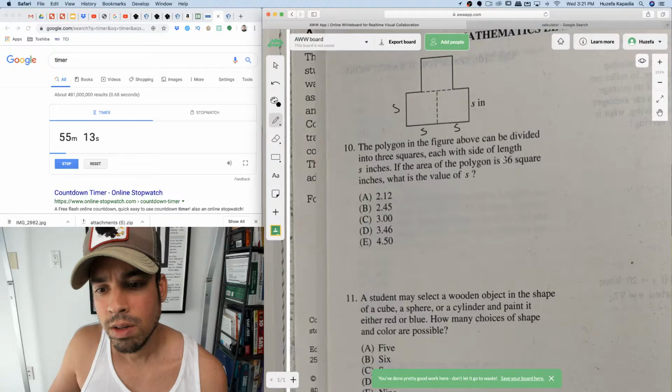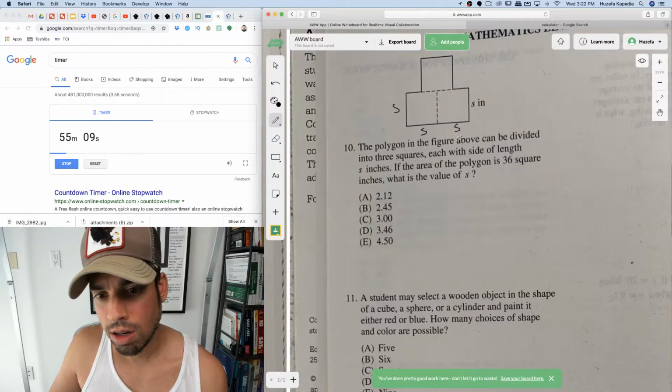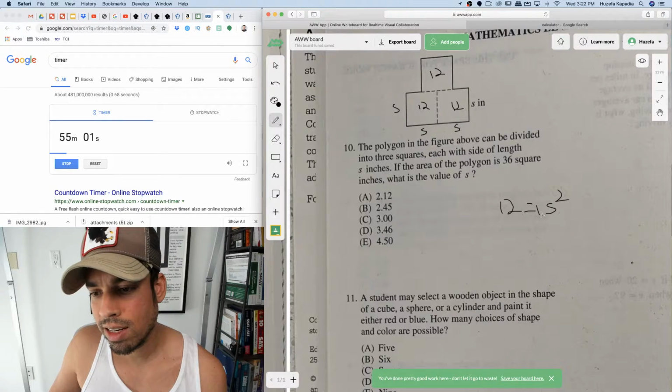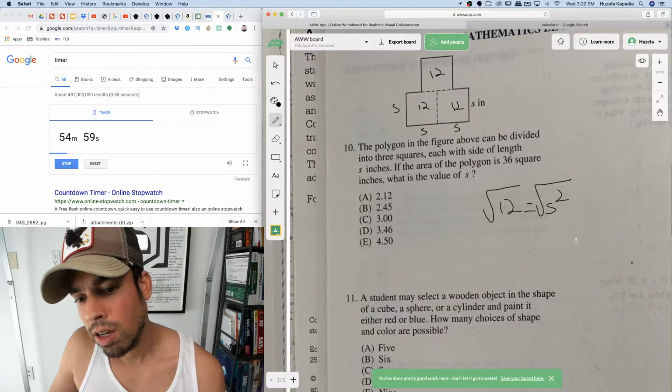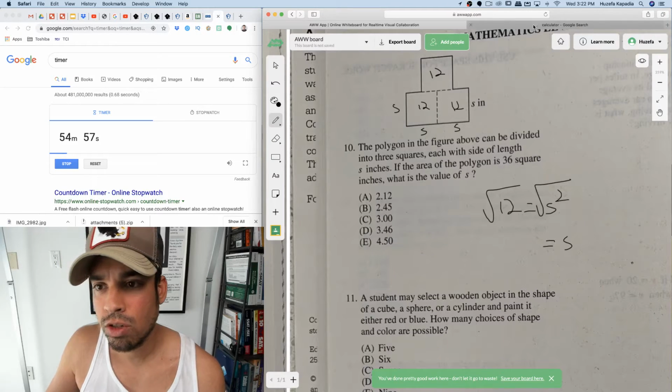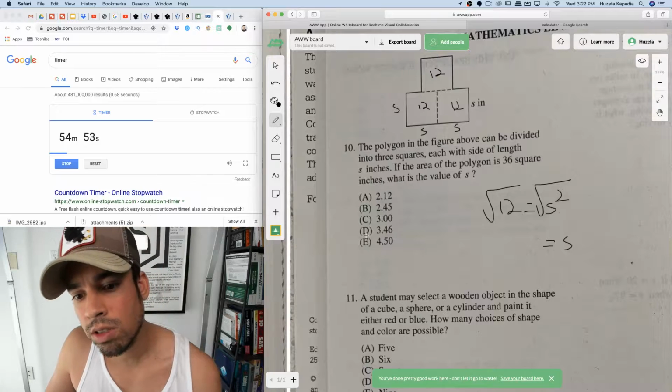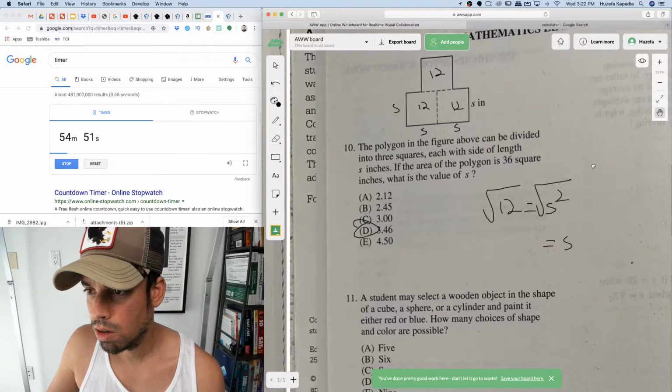If the area of the polygon is 36 inches, then each of these is 12, right? Because they're all equal squares. So 12 equals s squared. And it looks like they want a decimal approximation, so we take the square root of 12, and we get 3.46. Done. Next.